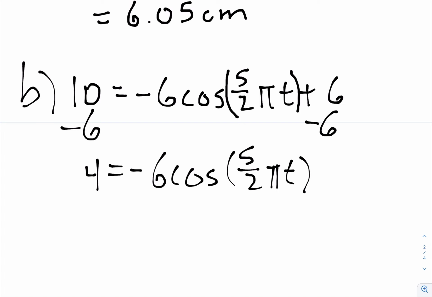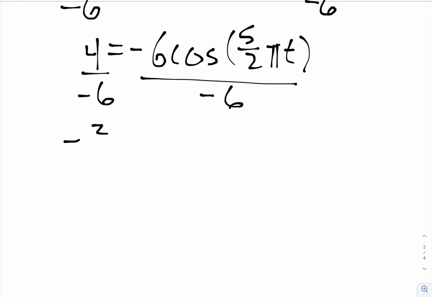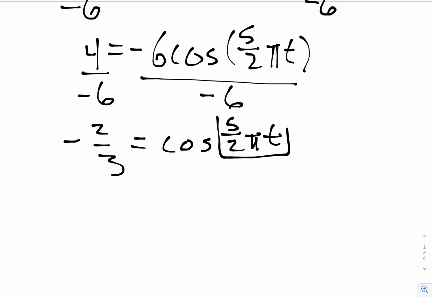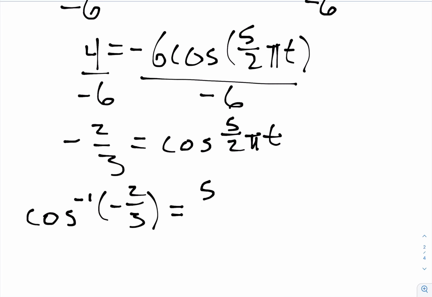Okay, and like I said before, we're working from the outside in. So I'm going to divide by -6 on both sides. So that's going to be -2/3 once we simplify that, so now we have cosine of 5/2 pi t, right? And the next thing we have to do to try and get t on its own is take the inverse cosine of both sides. So then we'll be left with whatever's inside here. Okay, so if we take the inverse cosine of -2/3, right, that's going to give us the inside, which is just 5/2 pi t.